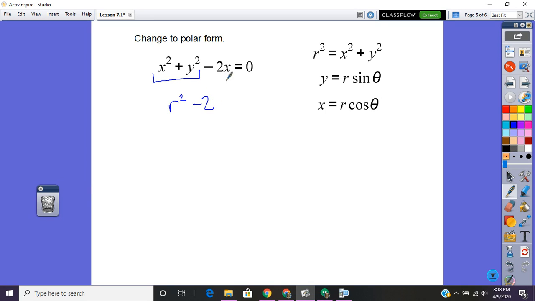Minus 2, and then, okay, well, what does x equal? X equals r cosine theta. So I'm going to have 2 times r cosine theta. And then 0 doesn't do anything, it just stays at 0. I look at these two things, I do have an r in common, so I could take an r out and end up with r minus 2 cosine theta equals 0. I could divide by the r, 0 divided by anything is 0. So really, my simplified form here could be this.